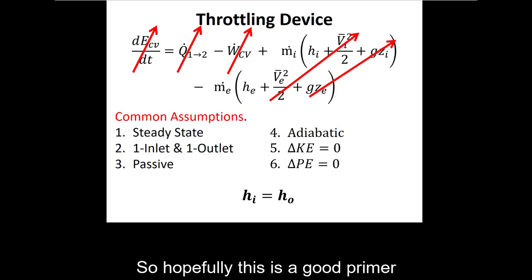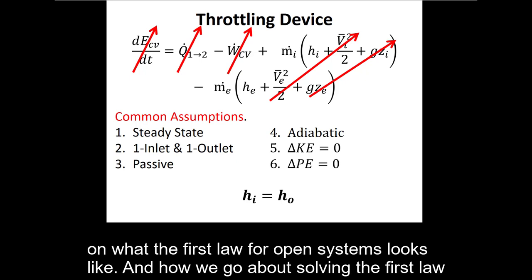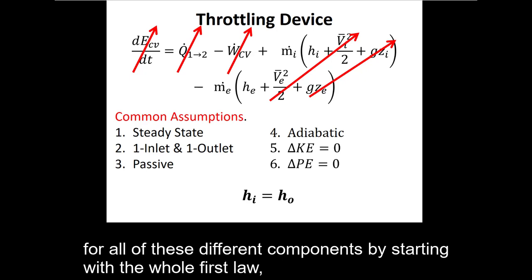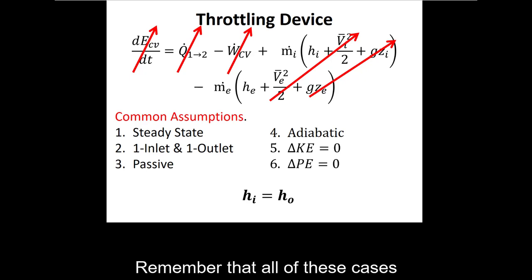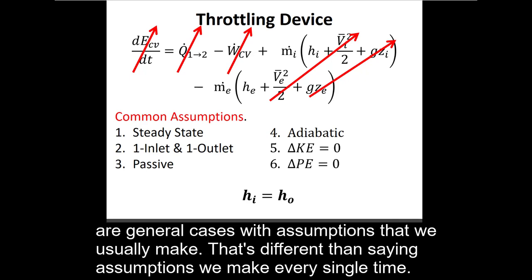Hopefully this is a good primer on what the first law for open systems looks like, and how we go about solving the first law for all of these different components by starting with the whole first law, making assumptions, and then getting to a specific equation for the case that we're looking at. Remember that all of these cases are general cases with assumptions that we usually make. That's different than saying assumptions we make every single time.